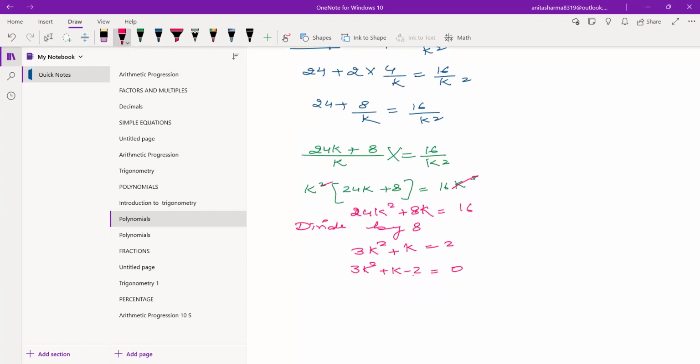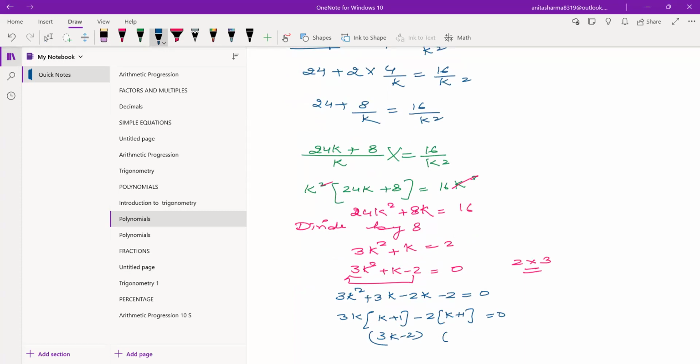2 times 3 is 6. So what will be the factors? 3 and 2. So you will write 3k square plus 3k minus 2k minus 2 is equal to 0. Now take 3k common, then k plus 1, and minus 2 common, k plus 1. So then 3k minus 2 and k plus 1 is equal to 0.